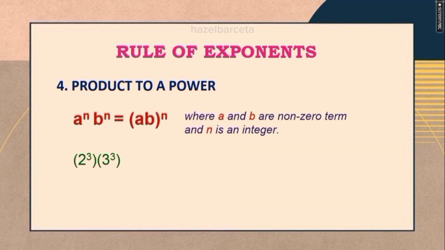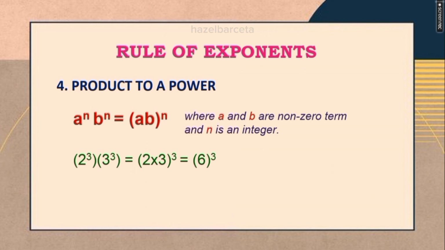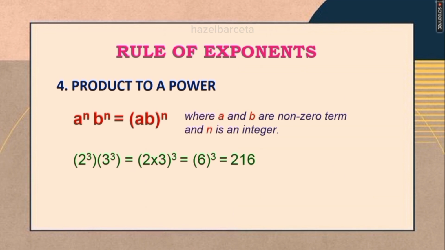So example, 2 cubed times 3 cubed. The same exponent, different bases. I-multiply po natin 2 times 3 raised to, copy the common exponent. 2 times 3 is equal to 6 raised to 3 is equal to 6 times 6, 36, times 6 is equal to 216.